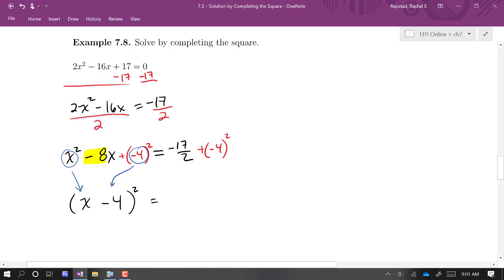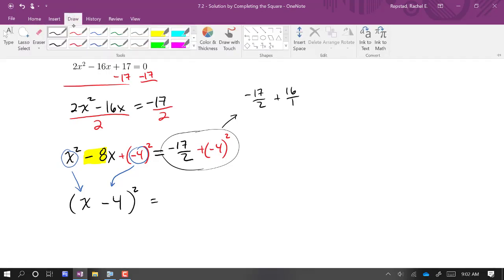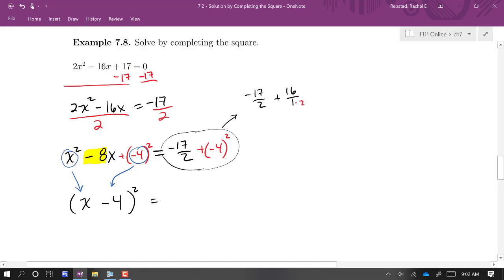Let's see, we need to do some arithmetic here. So this is -17/2 plus 16. That's 16 over 1. Let's get a common denominator. So 32 minus 17 is 15. So 15/2 is the number over here.